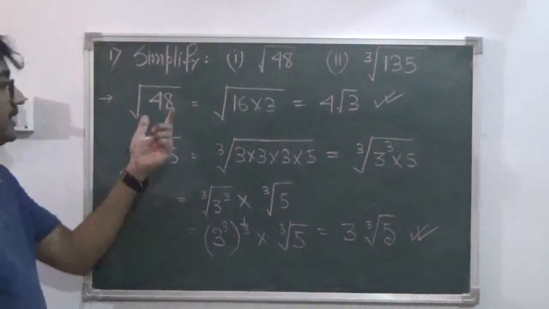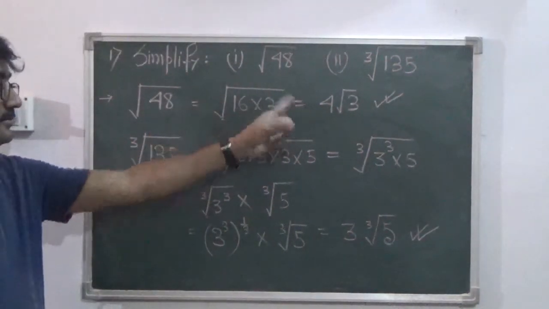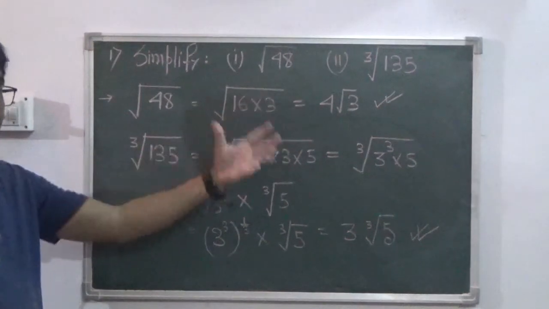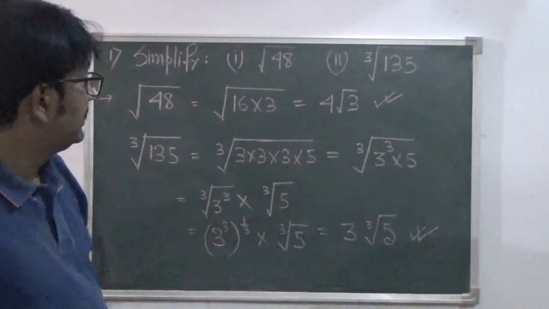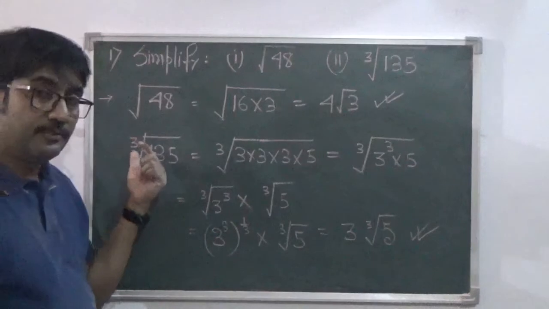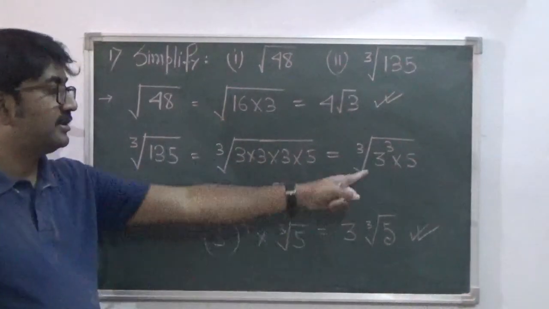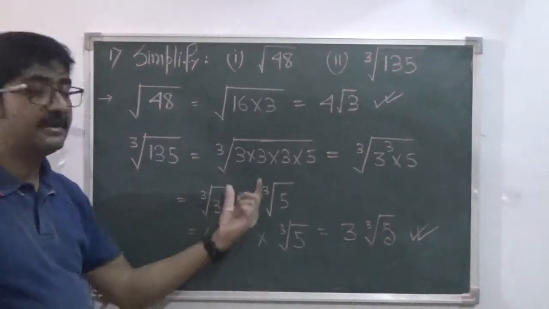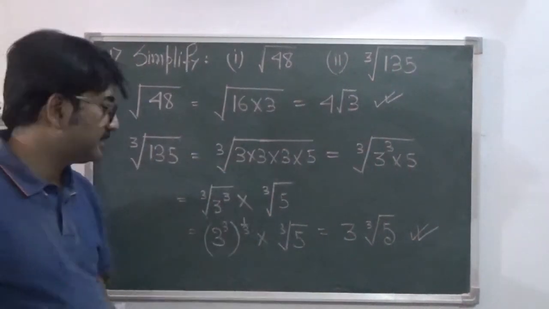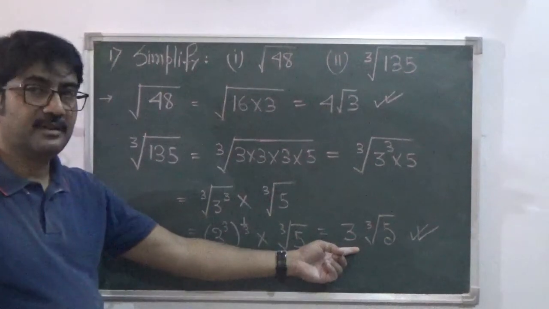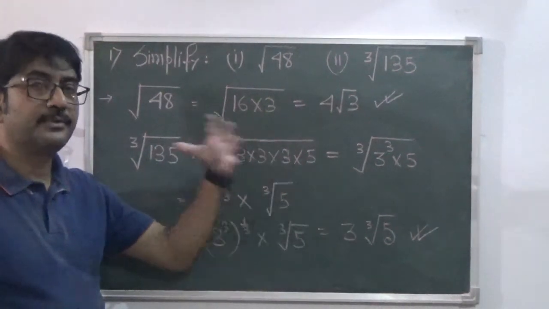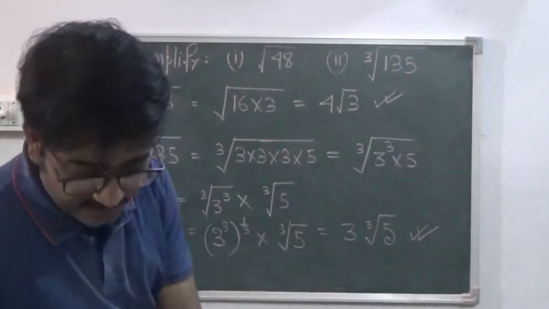Is it clear? 48 is written as 16 into 3, so 4 comes out as the square root of 16, giving 4 root 3. For the cube root of 135, you have factorized it and written it as 3 power 3 into 5, so you just separate it according to the properties of surds. The final answer is 3 multiplied by the cube root of 5. Now the next question we will take.